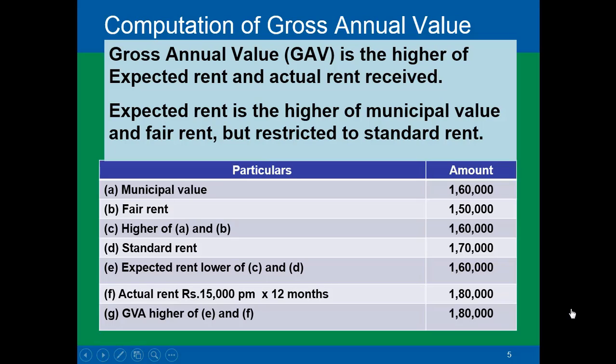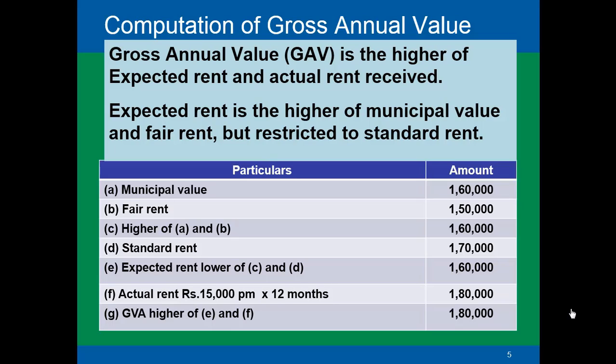Now let us solve this question. First we'll compute the gross annual value. Now we know that the rule is that the gross annual value is higher of the expected rent and actual rent received. Expected rent is higher of municipal value and fair rent but restricted to the standard rent. So let's start with it.